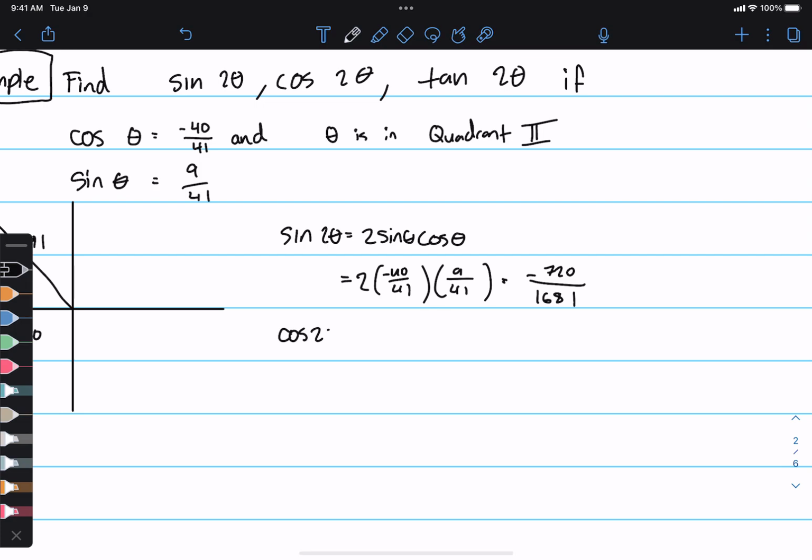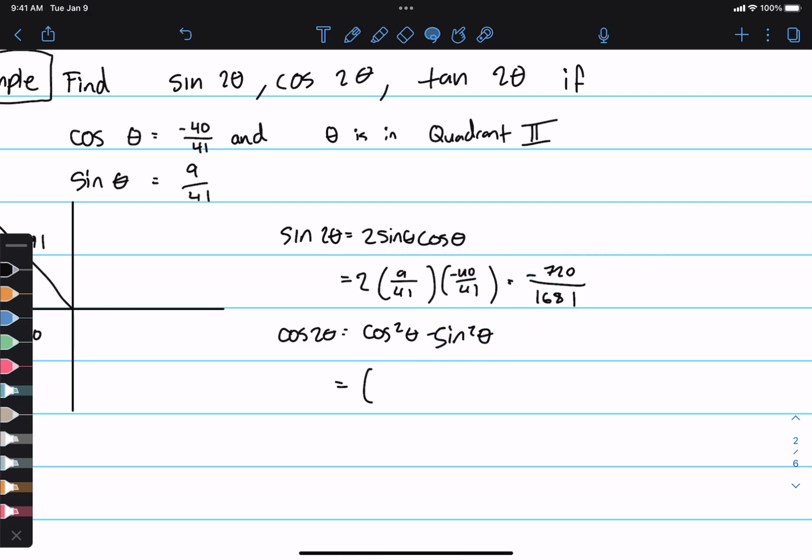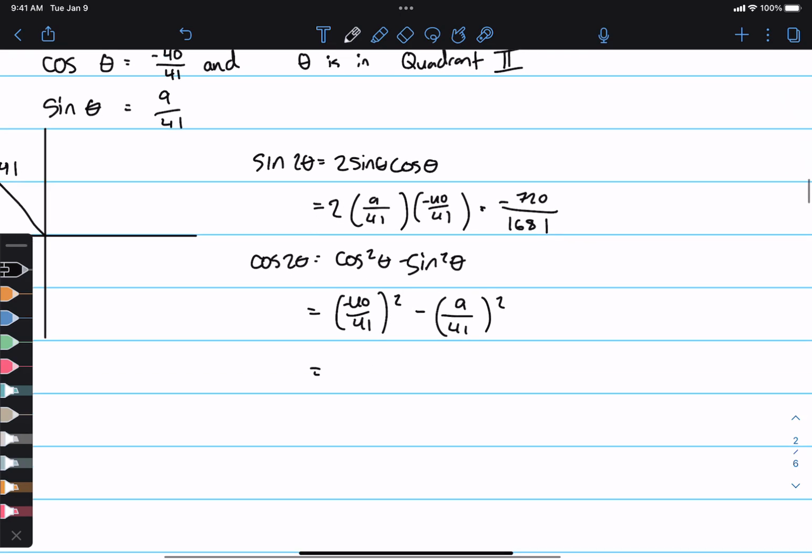If I do that to the cosine of 2 theta, which is cosine squared theta minus sine squared theta, so cosine is negative 40 over 41, and I'm going to square that, and I'm going to subtract 9 divided by 41 squared, right? And when I put that in my calculator, I'm going to get 1,519 divided by 1,681.